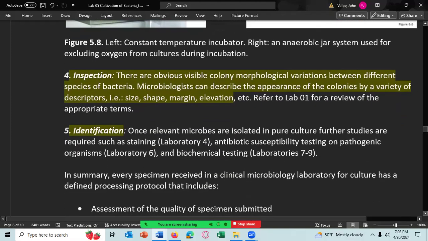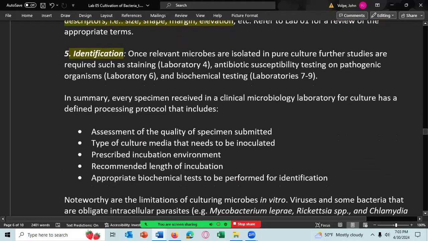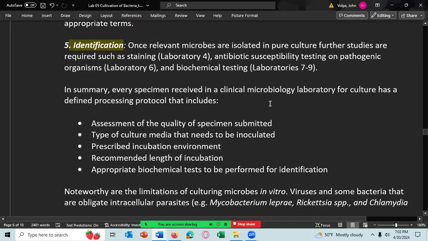You then inspect the culture for obvious visible signs of growth. Microbiologists can describe the appearance of the colonies by a variety of descriptors, such as the colony size, the colony shape, the colony elevation, the colony margin, that's the outside of the colony. And then you do identification. Once you've obtained relevant microbes that are isolated in pure culture, you run various biochemical tests to try and identify the species.